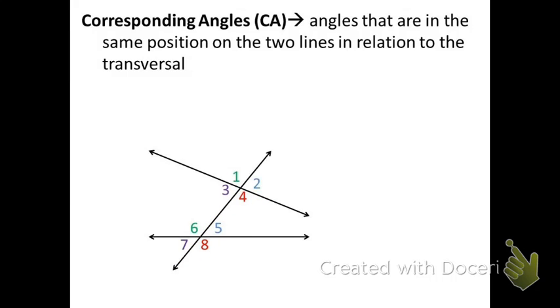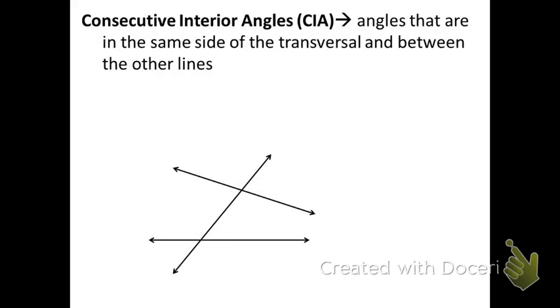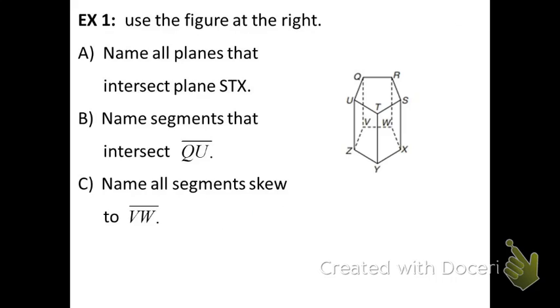And 3 and 7. All of those are what are known as corresponding angles. Consecutive interior, these are angles, and I call these CIA. These are angles that are on the same side of the transversal. So the last one, corresponding angles and consecutive, both lie on the same side. The difference is that these are between the other lines. So 4 and 5 would be known as consecutive interior, as well as 3 and 6.